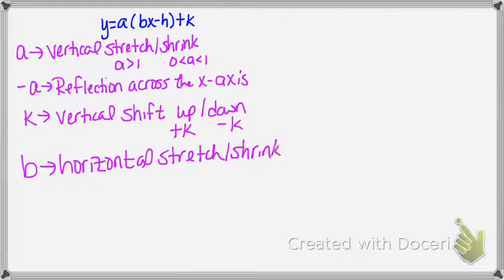Now, the catch with everything in parentheses is it doesn't do what it's supposed to do, okay? It's trapped inside and it's rebelling. So we said just a minute ago that if we multiply by 2, something's going to get bigger. But because this one does the opposite, if B is greater than 1, it's going to be a shrink. And if our B is between 0 and 1, it's going to be a stretch. Of course, if B is negative, that just means it's a reflection across the y-axis.